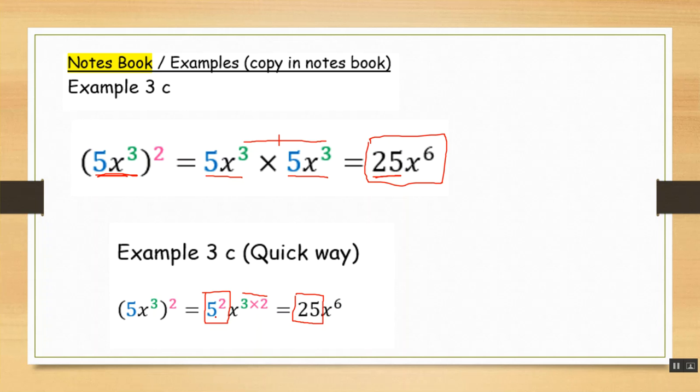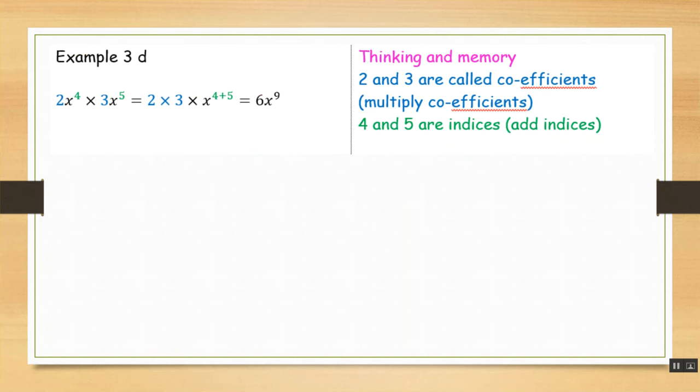Make sure you square the 5. This tends to be the thing that people forget to do. This bit is easily remembered, but you've got to work the 5 as well. You've got to square the 5 as well. Everything inside the brackets.